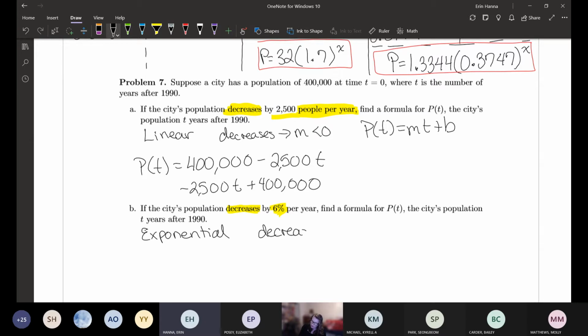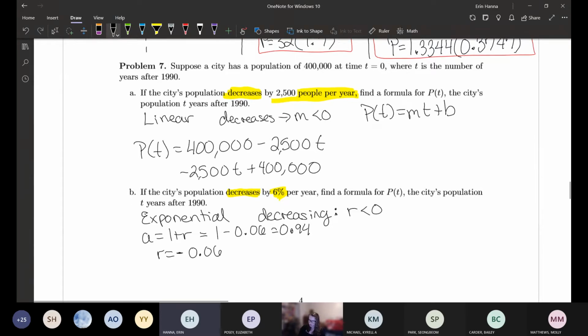Now decreases, we haven't actually had one like this yet. All of the ones we've looked at so far have been increasing. So what decreasing is going to do is make our R value negative, less than 0. Now remember, A equals 1 plus R. That's not changing. But here the R decimal is going to be 0.06 because it comes from the 6%. But since it's decreasing, it's going to be negative. So the 1 plus R becomes 1 minus 0.06, which gets us 0.94.